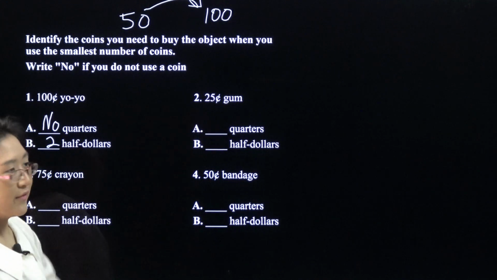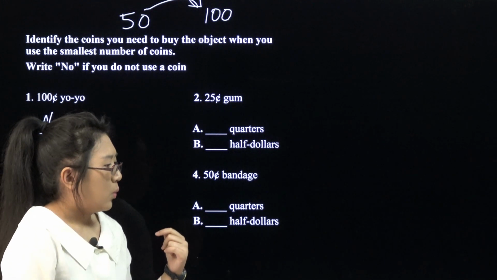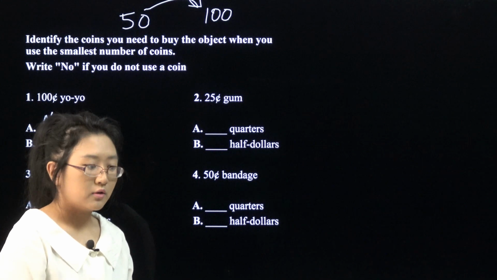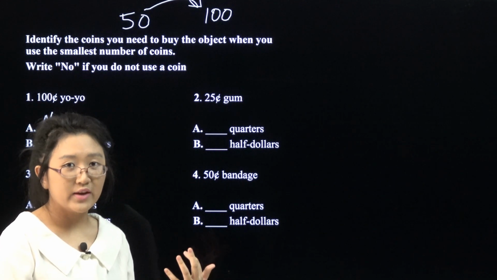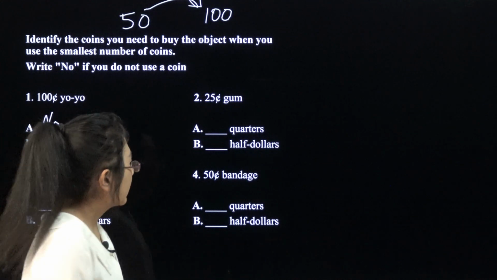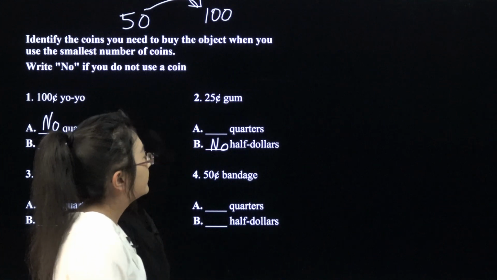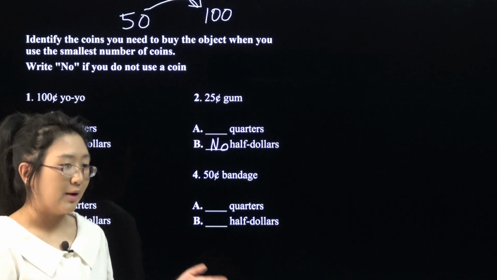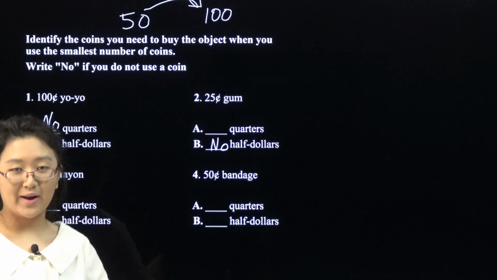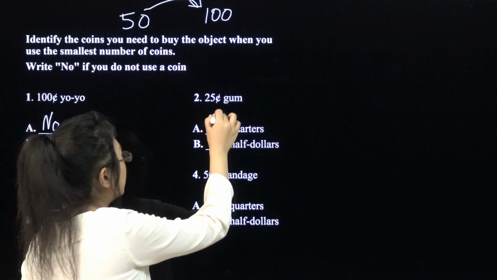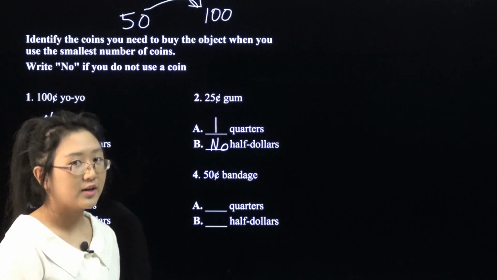What about 25-cent gum? So if we count using half dollars, we have 0, and then we have 50. And 50 is too big, meaning that we can't use half dollars and we have to use quarters instead. So how many quarters is it? 0 quarters would be 0. 1 quarter is 25 cents, meaning that we would use 1 quarter to buy 25-cent gum.